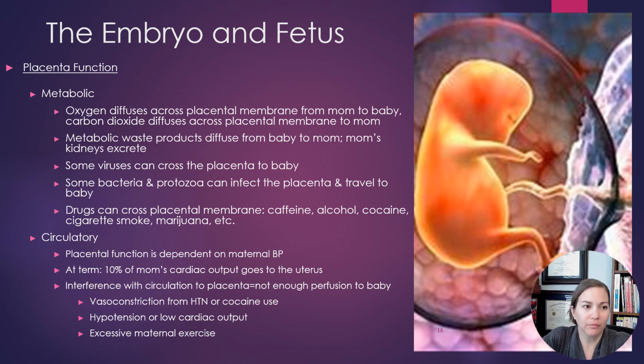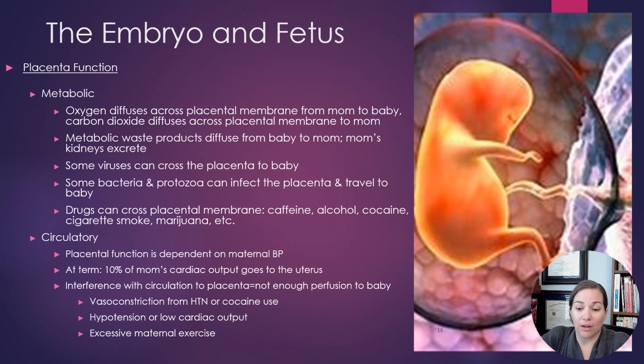Okay. Now, we touched on this already, but just to get a little more specific on the placenta, it serves for metabolic function by diffusing oxygen across to the baby and carbon dioxide from the baby to the mom's circulation. Metabolic waste products also diffuse from the baby to the mom, and the mom excretes them through her kidneys.